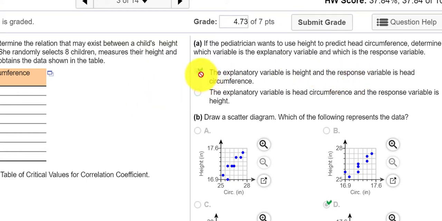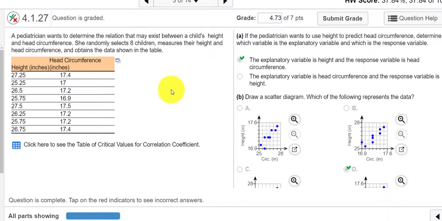All right, so you can see the correct answer is the explanatory variable is the height, and the response variable is the circumference. And just a quick tip, I would say if I looked at 100 of these tables, generally the first column is the explanatory variable, and the second column is the response variable. Like 9 out of 10 times, that's just how it's written.